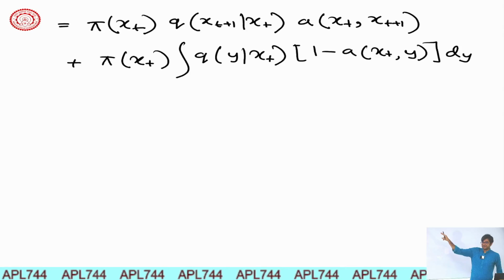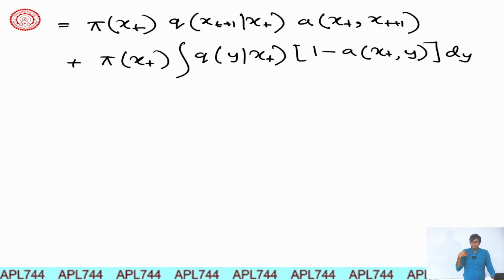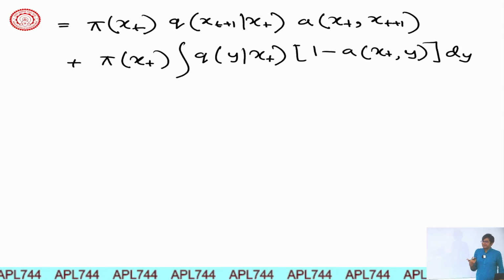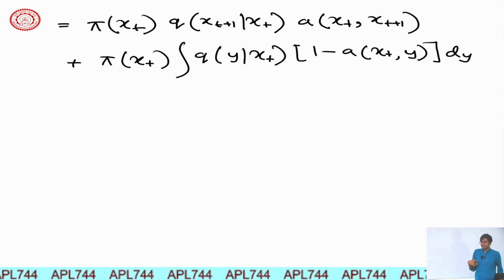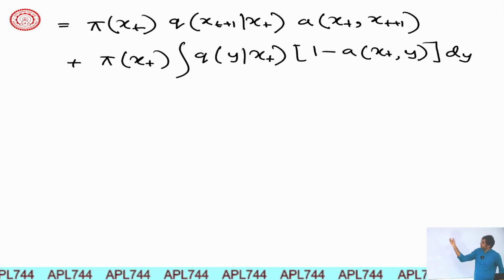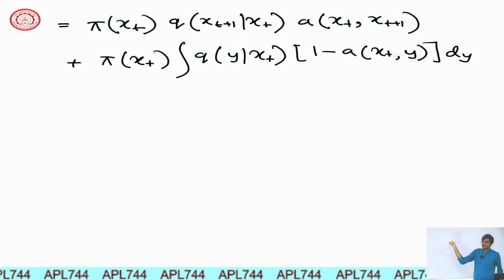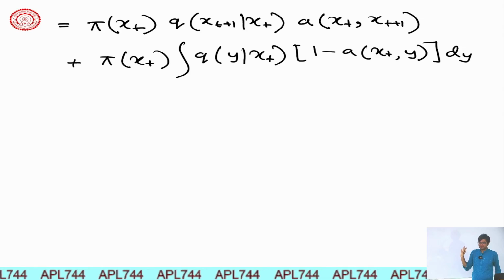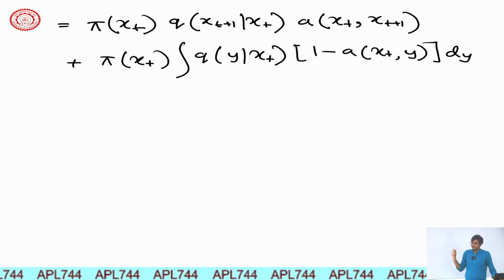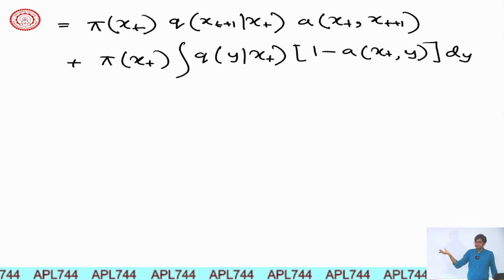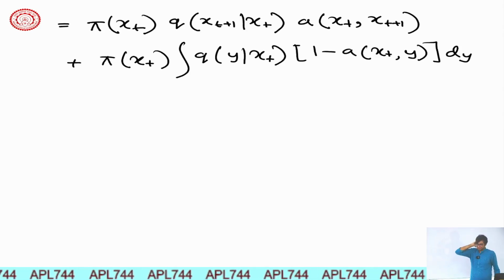xt plus 1 is equal to xt. So the second term is denoting rejection, correct? And when we reject, xt plus 1 becomes equal to xt. So that means wherever there is xt, I can replace it with xt plus 1, right? And that is exactly what we did last time. And if I substitute xt plus 1 there, what will I get?